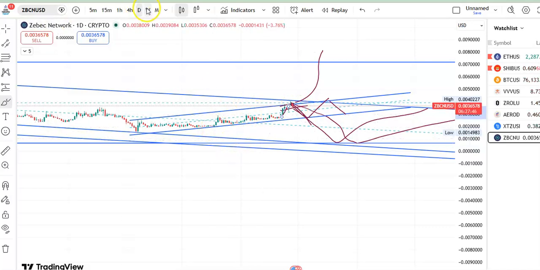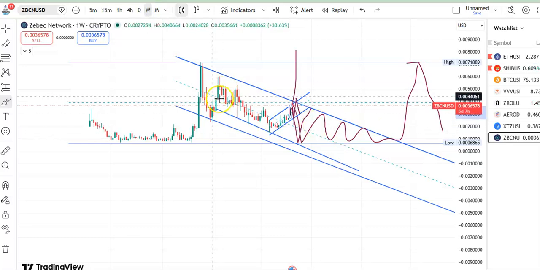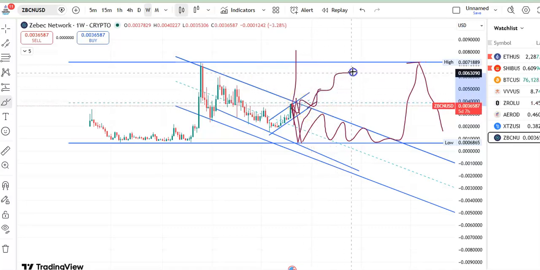If you go to the weekly chart, you can see that the candles are continuously moving in this downtrend channel pattern only. If the breakout doesn't happen, the candles may keep moving in this channel pattern, and then a breakout may happen from here also, and the candles may start moving towards this resistance level, or else it will fall to the support. Like this it may move.